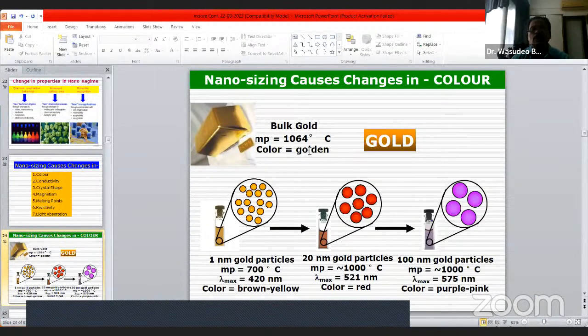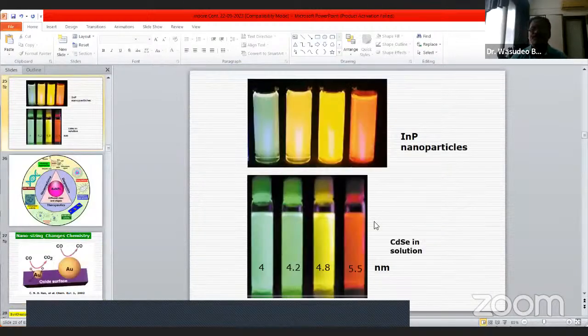As we know, bulk gold is golden in color, with its melting point and golden color. But when it is 1 nanometer in size, it is a brown-yellow color, shown here, smaller size. When it is 20 nanometer, then it is a red color. So gold is also red in color if the size is 20 nanometer. Even the melting point and lambda max are different. When it is 100 nanometer in size, then it shows a purple-pink color. So see, the size is small, then slightly greater, then slightly more, so the color also shows changes. This shows that if the size of the particle changes, the properties of the material also change.